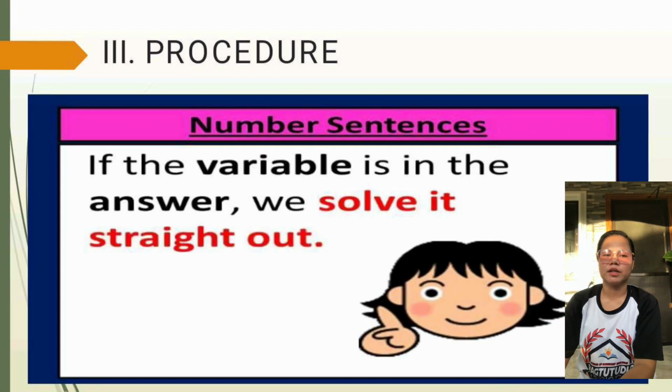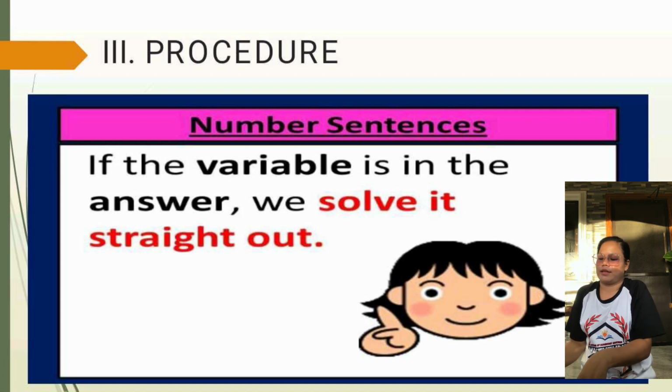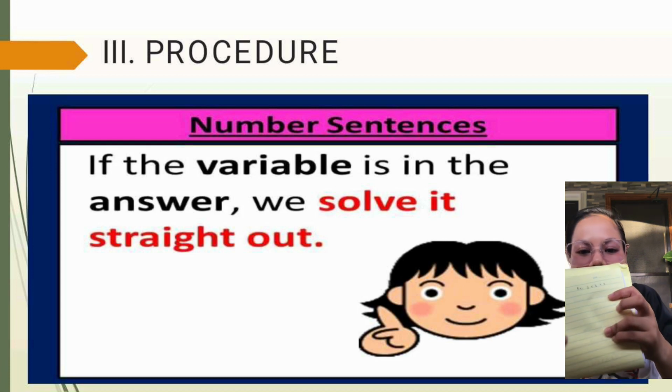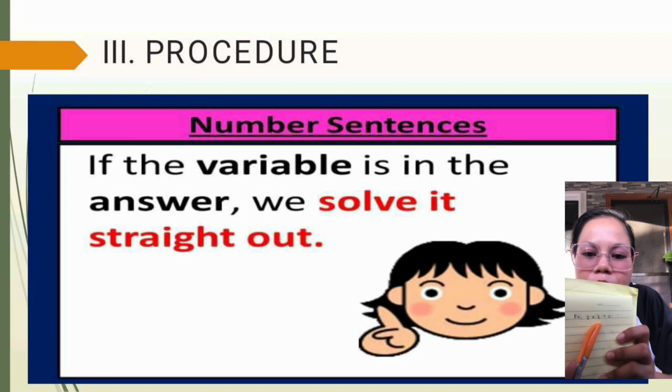Then if the variable is in the answer, we solve it straight out. Like let's say for example like this. 8 times 8 equals z. And we all know that 8 times 8 is equals to 64. So the missing number of z is 64.